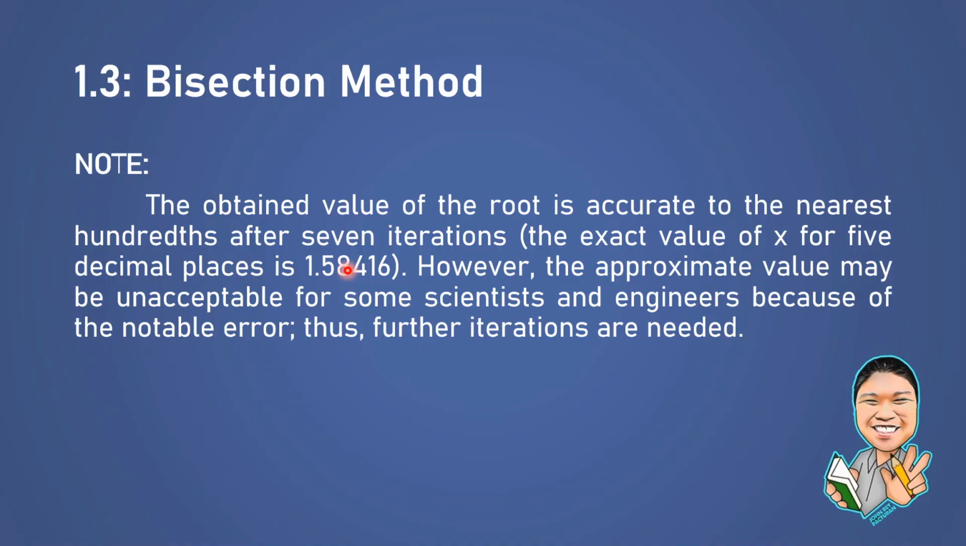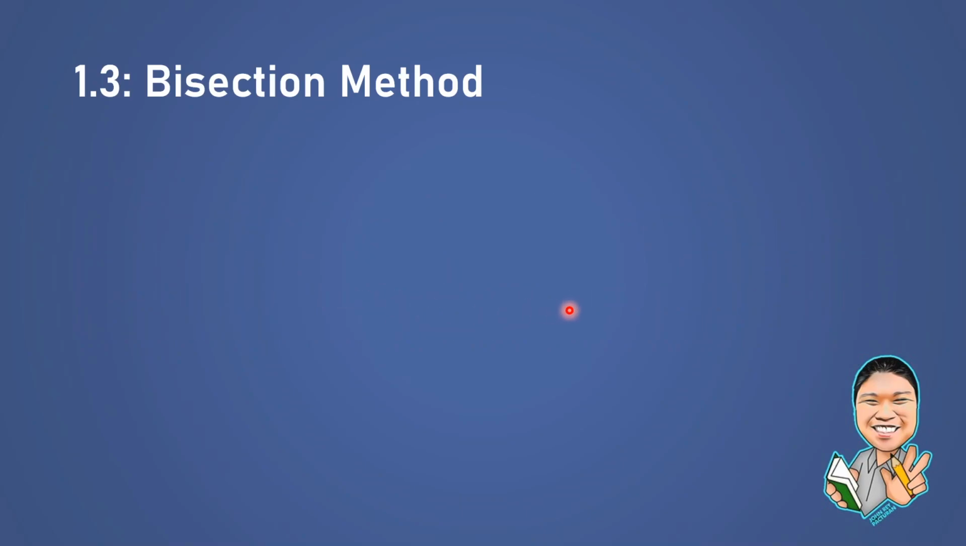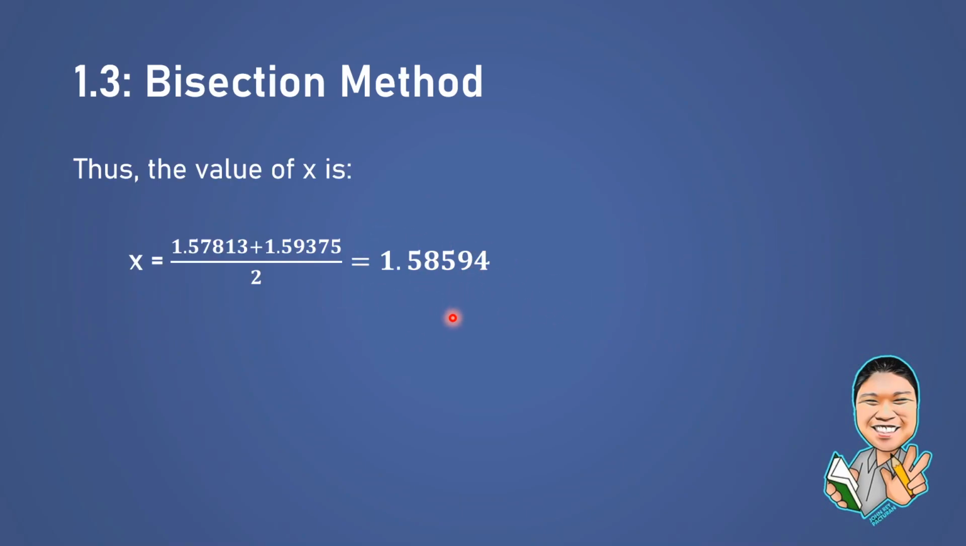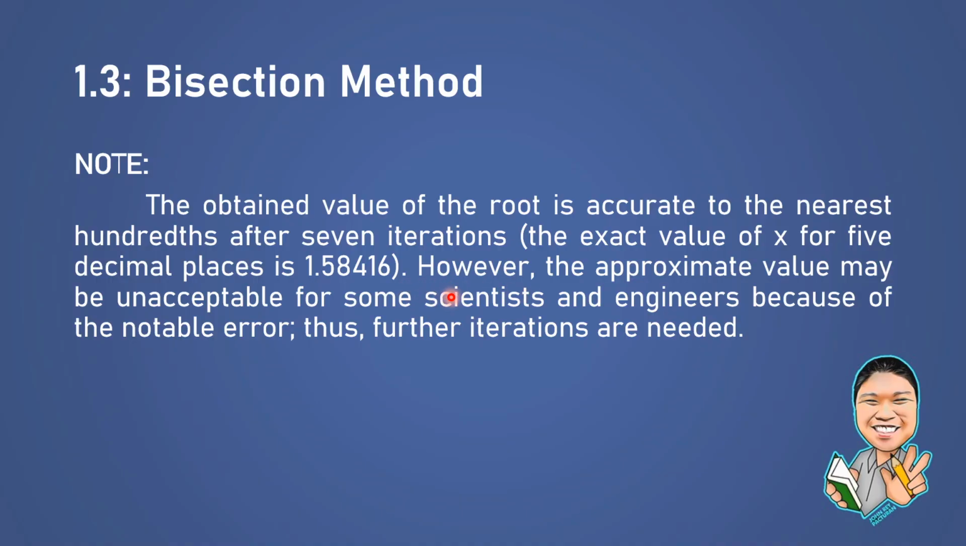Okay? So, ang goal natin, as accurate as possible, makuha natin yung root. Pero syempre, mahirap yun kasi maraming iterations ang kailangan. Gayunman, okay na tong sagot natin kasi at least malapit siya dito. Kaya lang, however, the approximate value may be unacceptable for some scientists and engineers because of the notable error. Thus, further iterations are needed. Minsan kasi ang mga engineers and scientists gusto nila ng accurate para at least wala nang room for error. So, kung ikaw ay nasa field of engineering and the sciences, mas maganda kung further iterations ang i-perform mo. Pero ngayon, at least na-illustrate natin kung paano yung manual na approach.